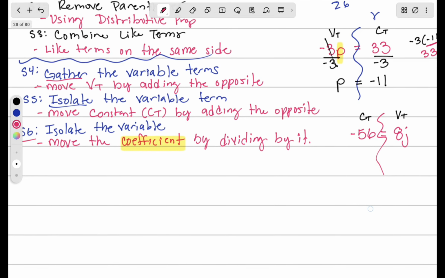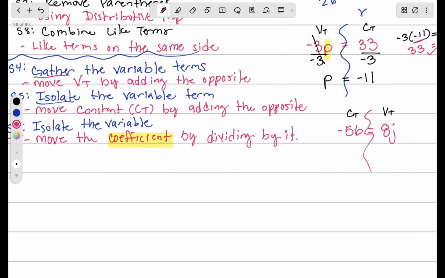Now, the last step is isolate the variable. Now tell me, who is the variable? J. That's who you got to get by itself. And the way you do it is by moving the coefficient by doing what? Dividing by the coefficient. Who's the coefficient? 8. I get so many students trying to divide by -56. Why? He ain't did nothing. You're trying to get J by itself. So you divide by that coefficient. The 8's cancel. J is equal to negative what?